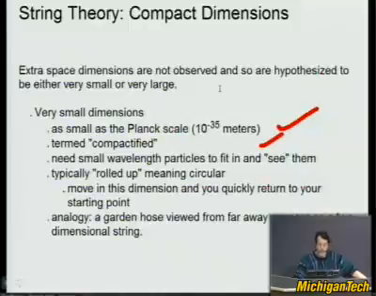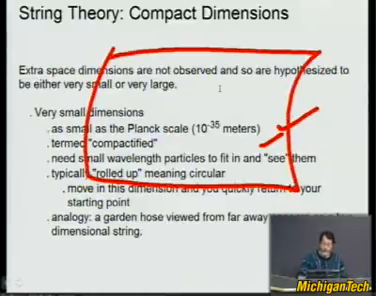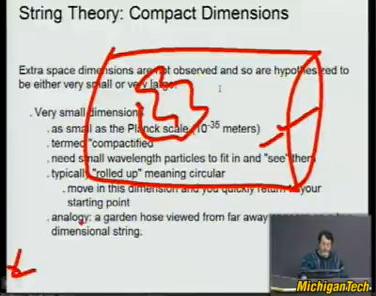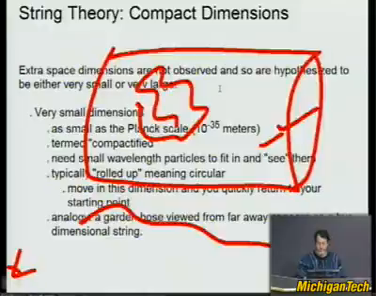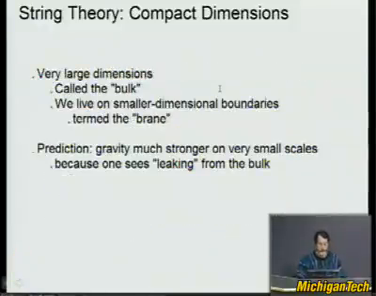An analogy is a garden hose, which viewed from far away might appear to be a one-dimensional string. If you look at the garden hose up close and move around on it, you can move around. It appears to be a full spatial dimension. If you view it from very far away, then it just seems to be a string. Different number of dimensions. That's what I'm trying to get at there.